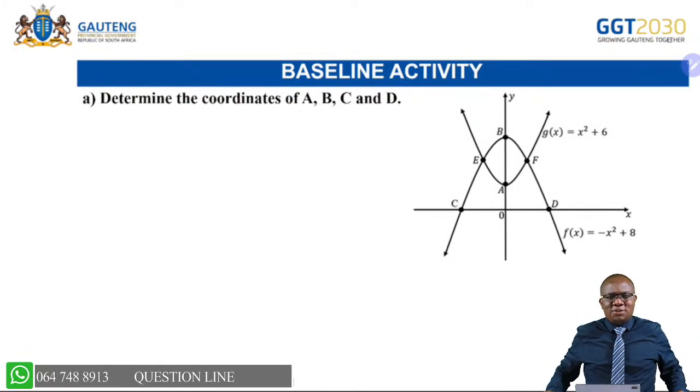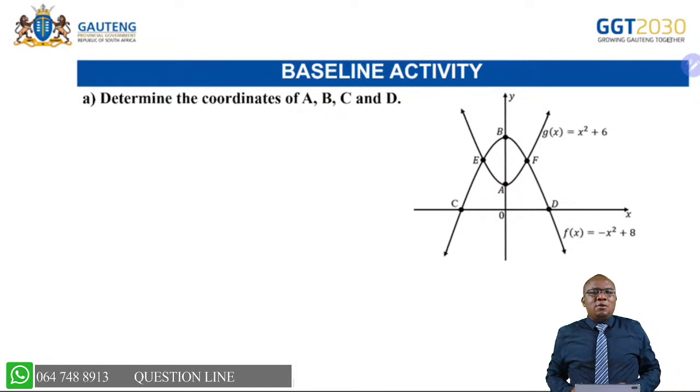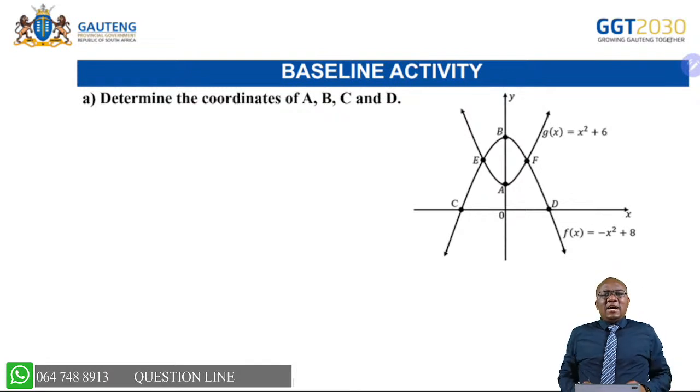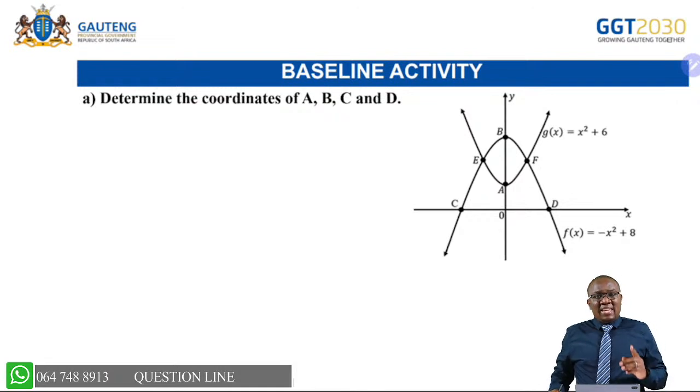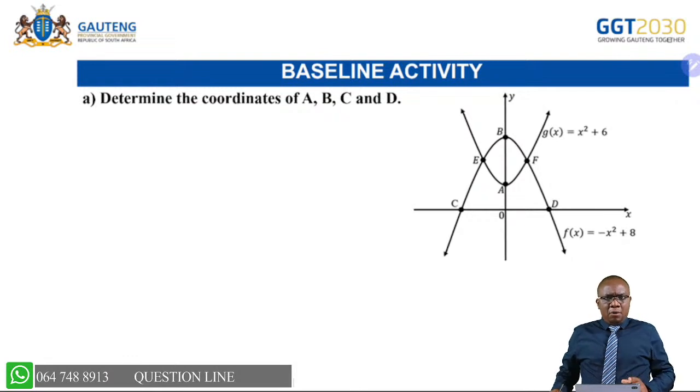I'm quite sure that you tried them. Right, let's find the coordinates of A. What did I say in the previous lesson? Ask yourself this question: what is A? Actually, A here is two things. One, it is a turning point. Two, it is a y-intercept. Ask yourself that question: what is this point? So A is the y-intercept. A is the turning point.